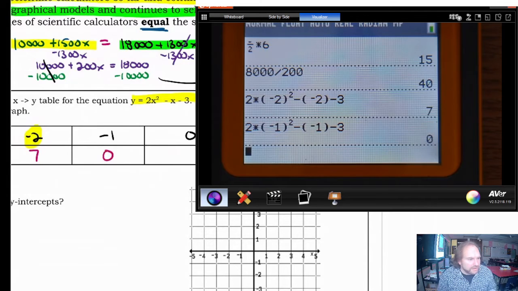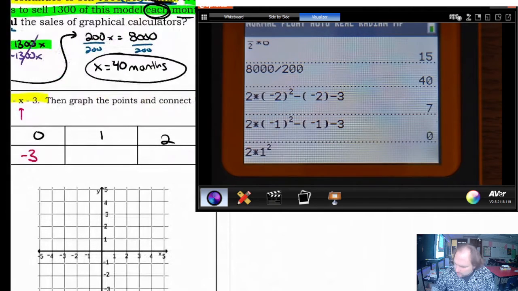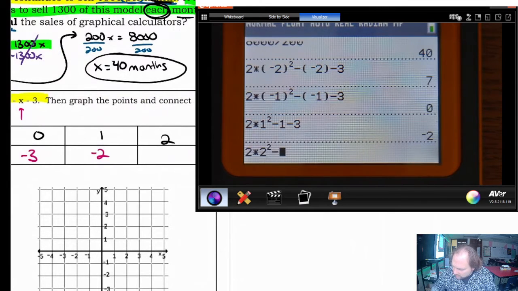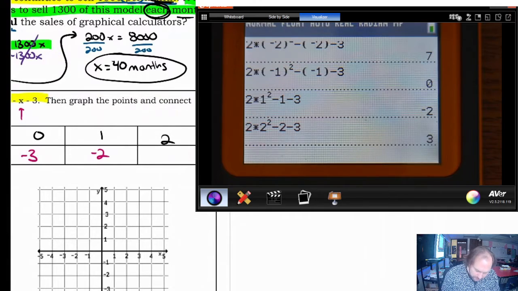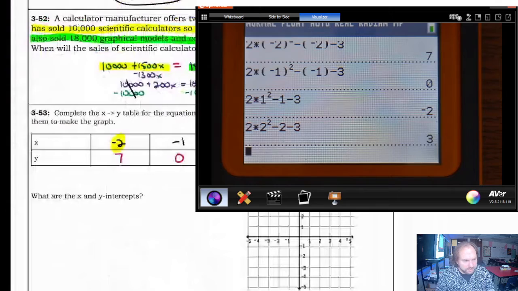The 0 one is actually simple because if you plug in 0, both 2x squared and x become 0, so this becomes negative 3. If you plug in 1, you get 2 times 1 squared minus 1 minus 3. That's negative 2. And if you plug in 2, you get 2 times 2 squared minus 2 minus 3, and that's going to be 3.